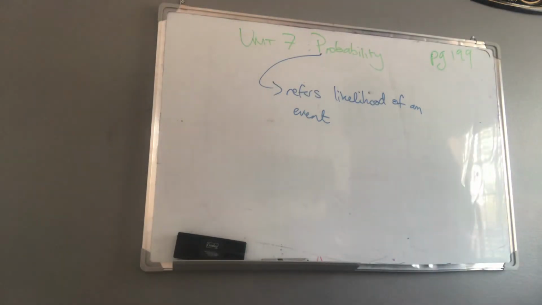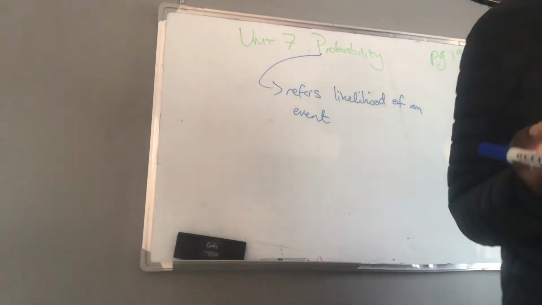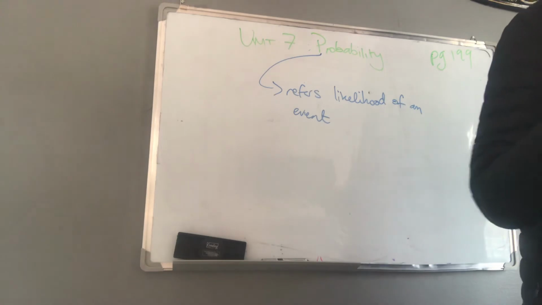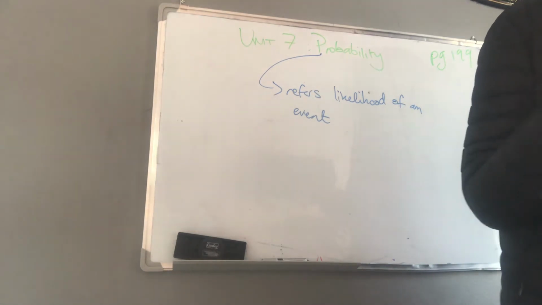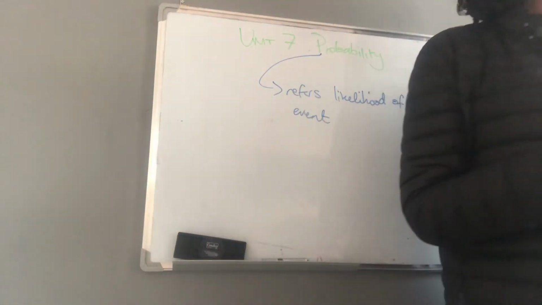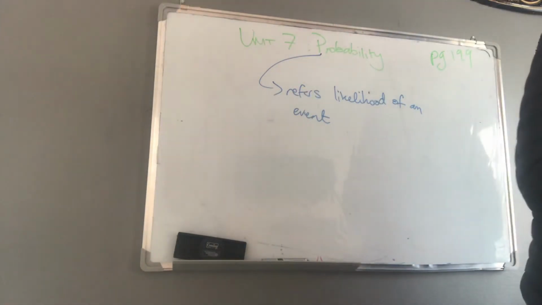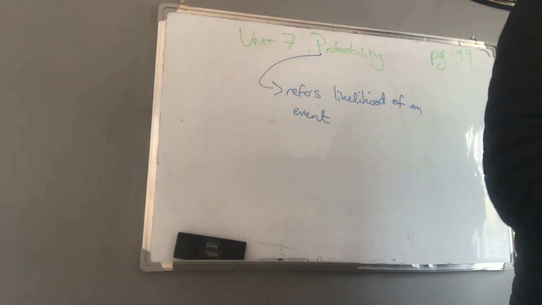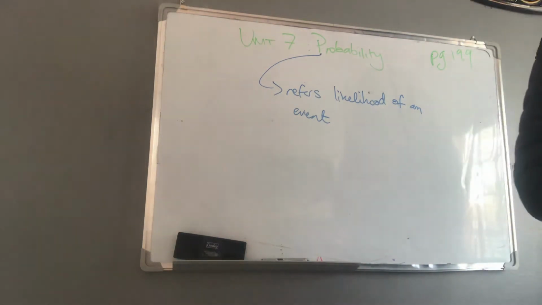In the unit it gives an example of a dice. When we roll one die or two dice, the likelihood of you getting a 1, 2, 3, 4, 5, 6, that is the probability. So probability of rolling a 1, probability of rolling a 2, that's what probability refers to.